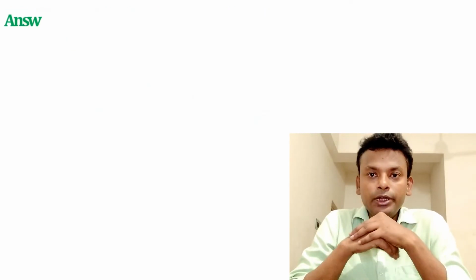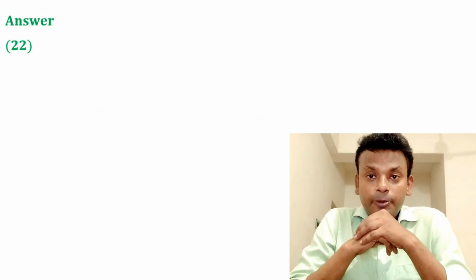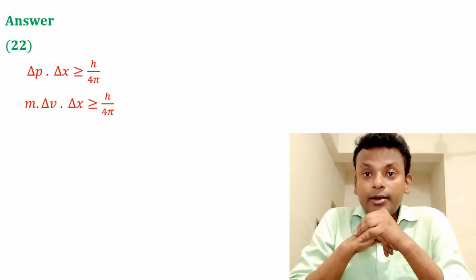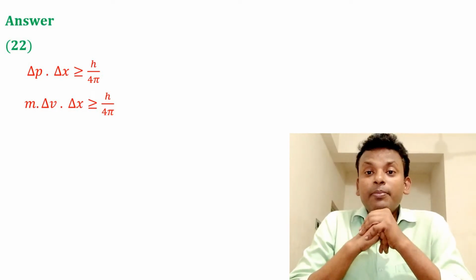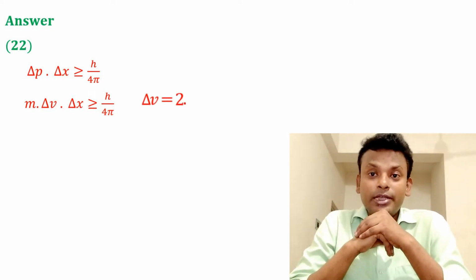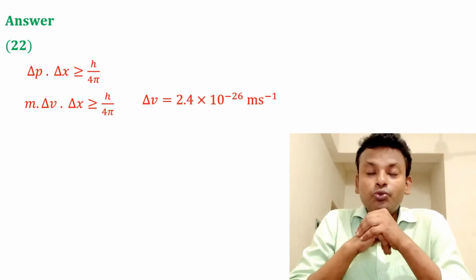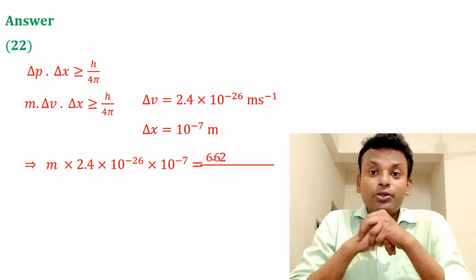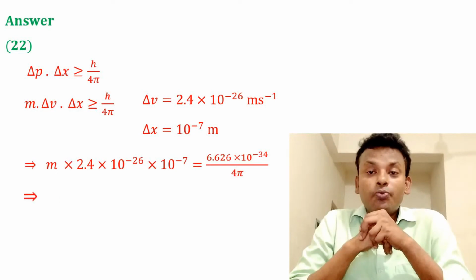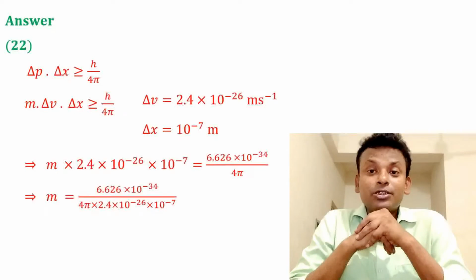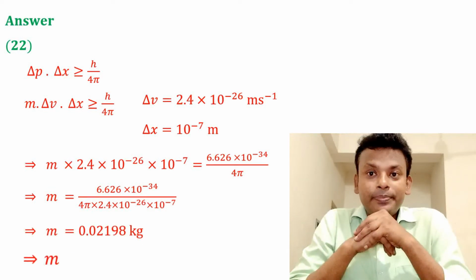Answer: according to the uncertainty principle, Δp × Δx ≥ h/4π, and Δp equals m × Δv, that is m Δv × Δx ≥ h/4π. Δv equals 2.4 × 10^-26 meter per second, Δx equals 10^-7 meter. So putting in all the values, mass equals 21.98, that is 22 gram.